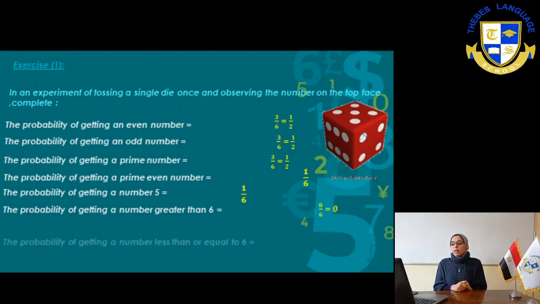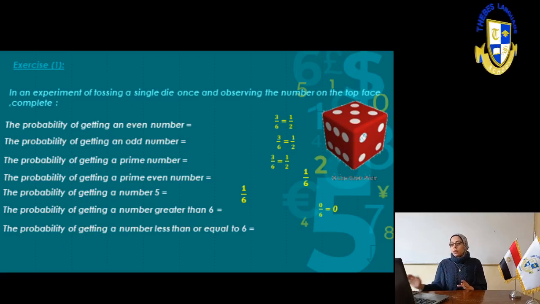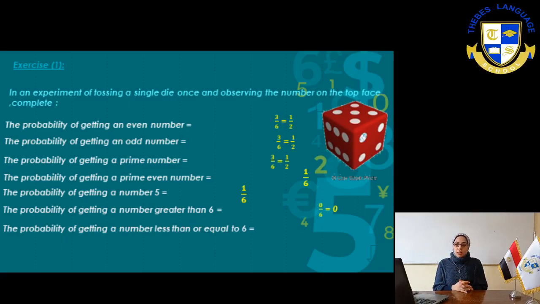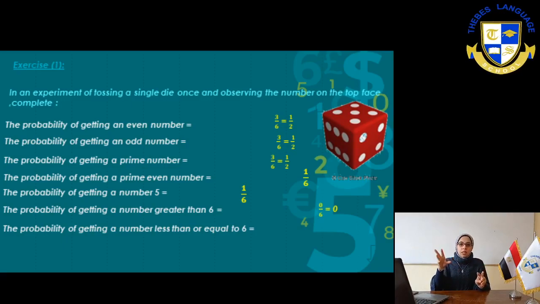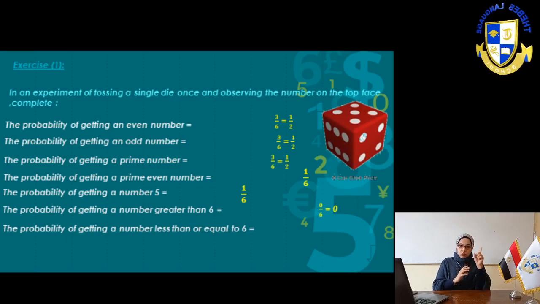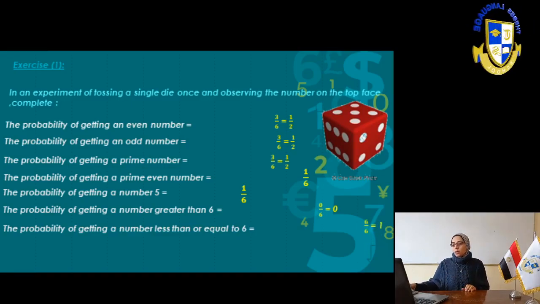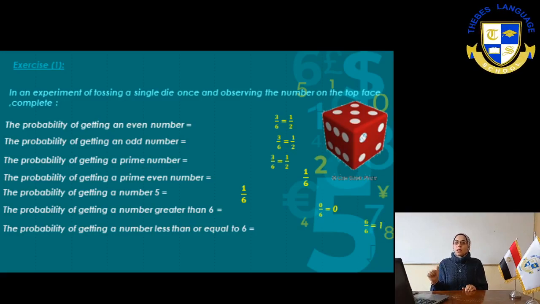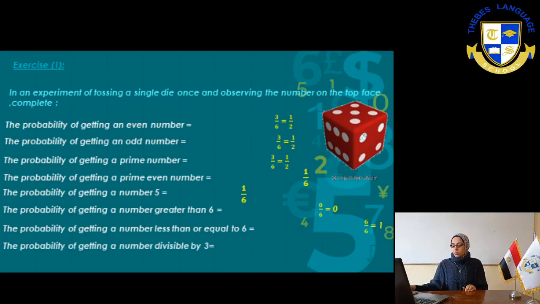The probability of getting a number less than or equal to 6. How many faces have 6 or less? All the faces. One face has 6 and the rest of the faces have a number less than 6. So it will be 6 over 6 equals 1. We know that any fraction whose numerator equals its denominator equals 1.